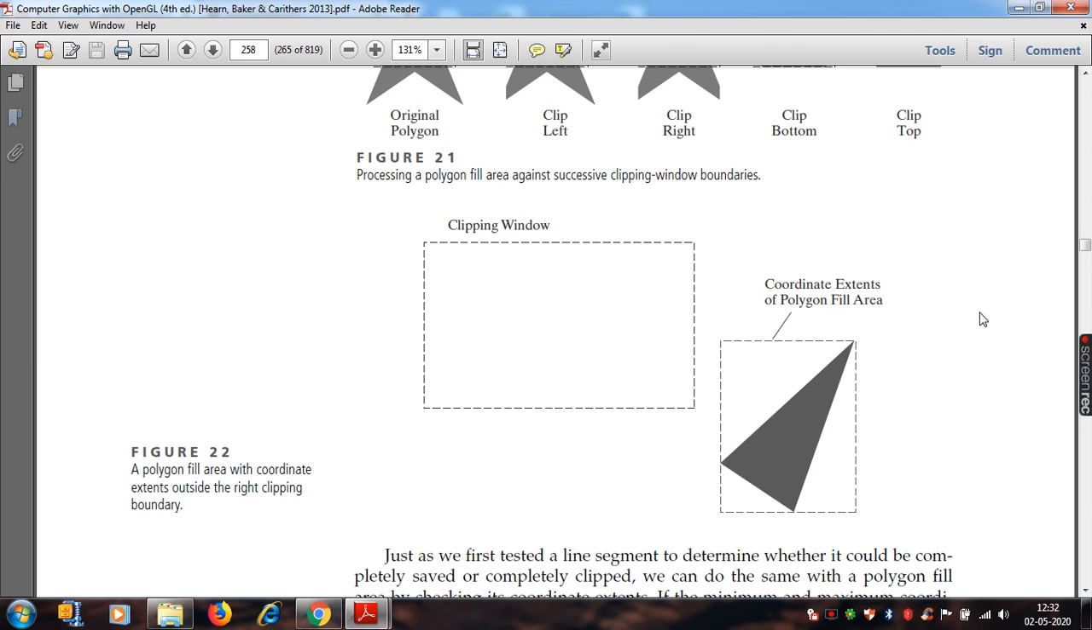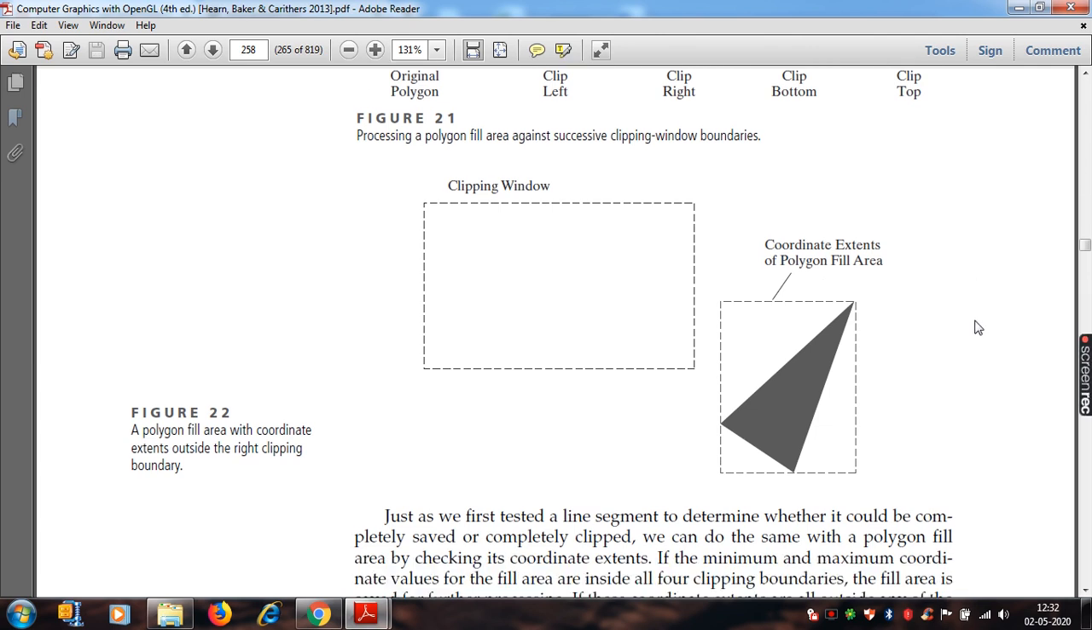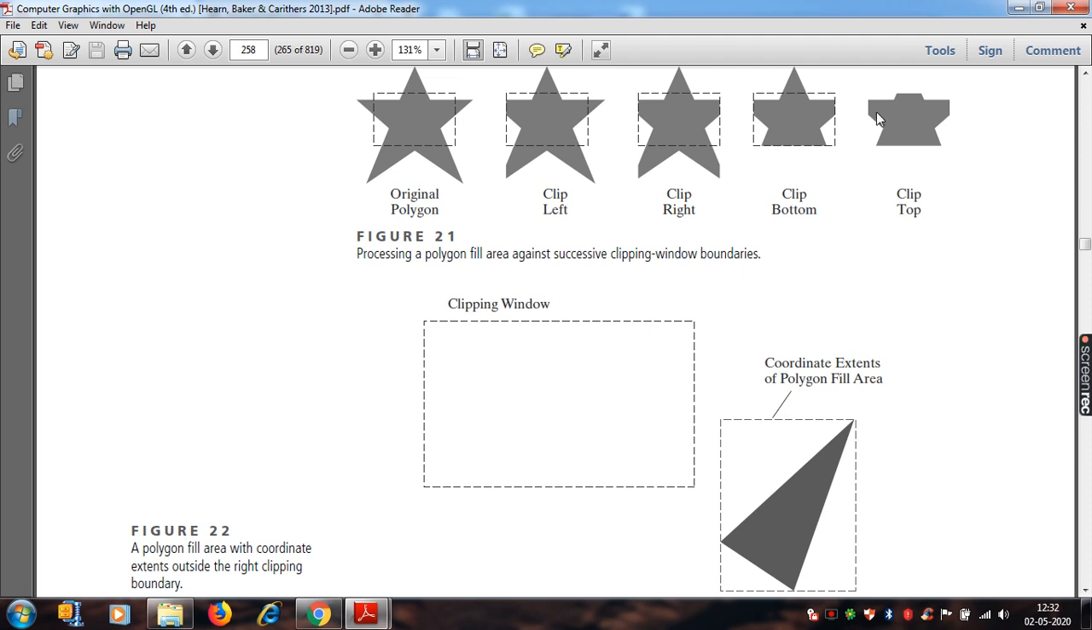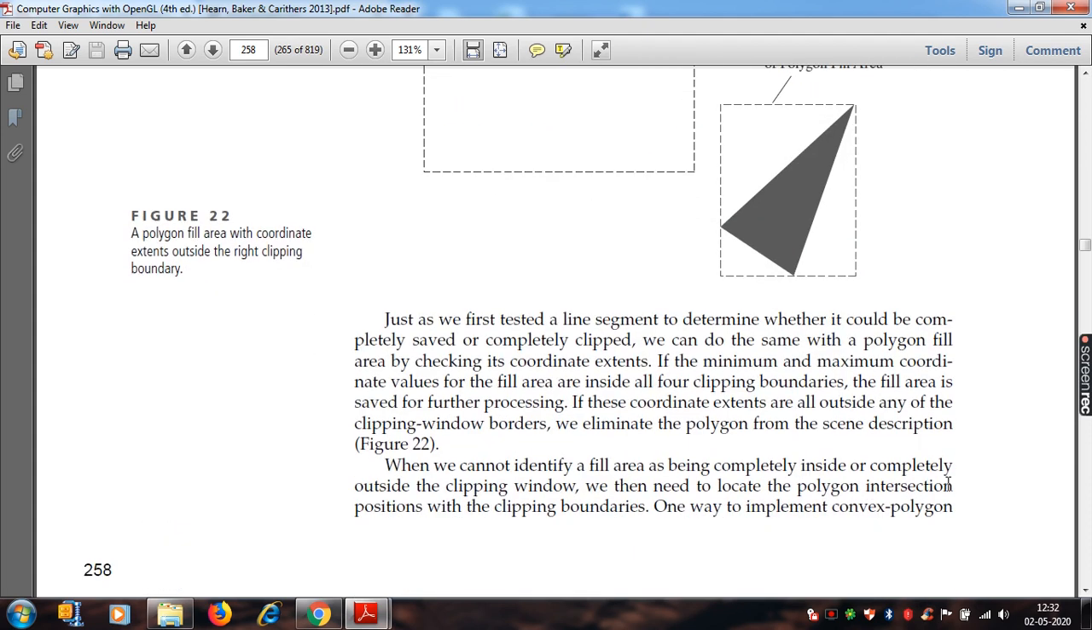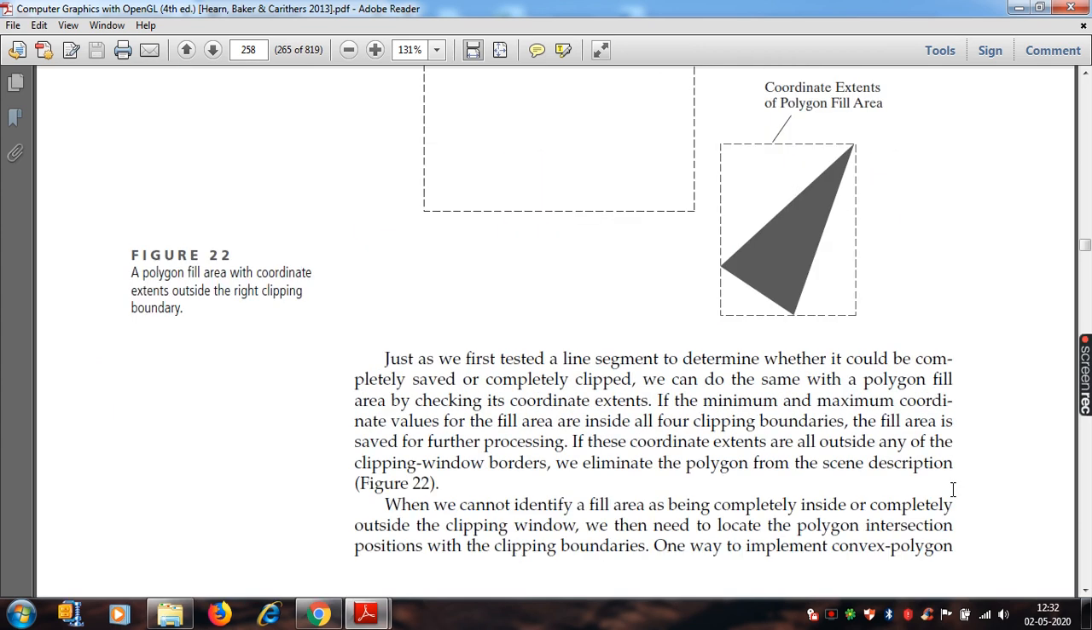That's what you have to ensure once we clip the polygon. Once the last set of vertices is obtained, this is what we are going to check: whether this bounding box can fit well within this clipping window or not. If yes, then definitely this polygon will also be fitted within this particular clipping window. So that's what we need to see. That's an introduction to polygon clipping.